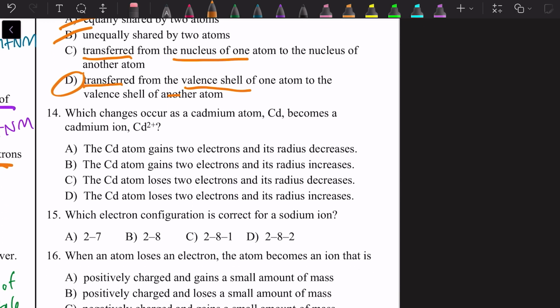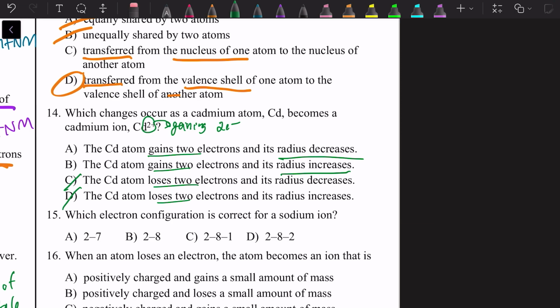Okay, number 14, what changes occur when a cadmium atom becomes a cadmium ion? So a +2 charge means you are losing 2 electrons. So gain, gain, lose, lose. We can get rid of C and D. And now we're talking about the radius increasing or decreasing. So when you lose electrons, you are going to become smaller. When you gain electrons, you're going to become bigger.